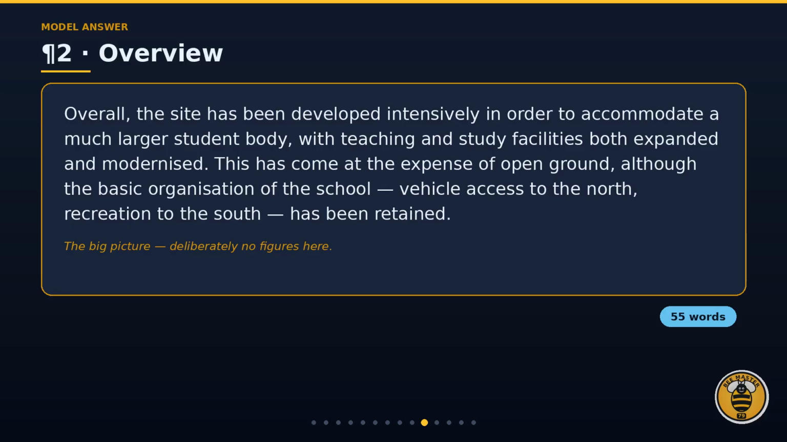Paragraph 2. The overview. Overall, the site has been developed intensively in order to accommodate a much larger student body, with teaching and study facilities both expanded and modernized. This has come at the expense of open ground, although the basic organization of the school, vehicle access to the north, recreation to the south, has been retained.